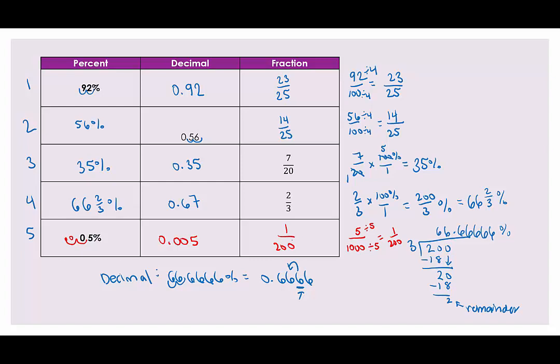And that makes sense because 0.5%, that's half a percent. So 1% is 1 out of 100. This is half that. That would be 1 out of 200. I like it. It checks.